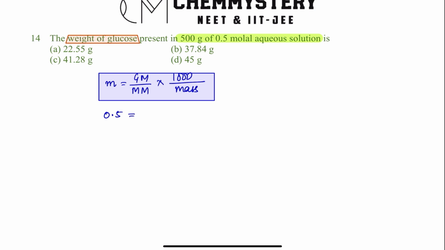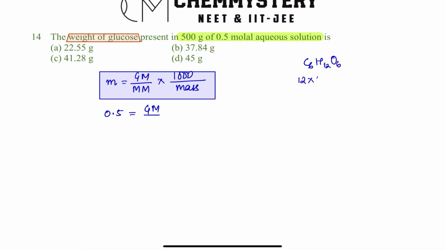Given mass we need to find out. Molecular mass: now the solute is glucose. What is glucose? C6H12O6. This is glucose. We can easily find the molecular mass. Carbon's mass we know is 12, and there are 6 carbons. Hydrogen's mass we know is 1, and there are 12 hydrogens. Oxygen's mass is 16, and there are 6 oxygens. So if we calculate, this is 72 plus 12 plus 16 into 6, which is 96. This is coming as 180. So the molecular mass of glucose is 180, into 1000.